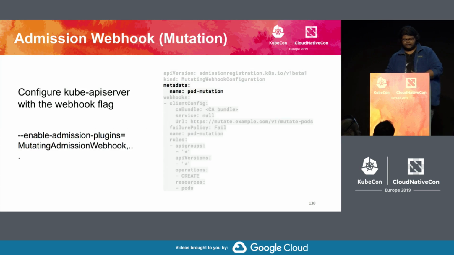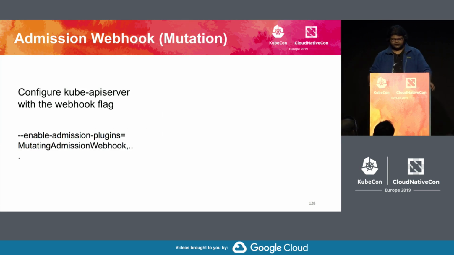Now we will see how to configure the mutation webhook with your API server. You have to pass the enable-admission-plugins flag to your API server binary when you run it, and you have to pass the MutatingAdmissionWebhook option there. That's how you can enable the mutation webhook.